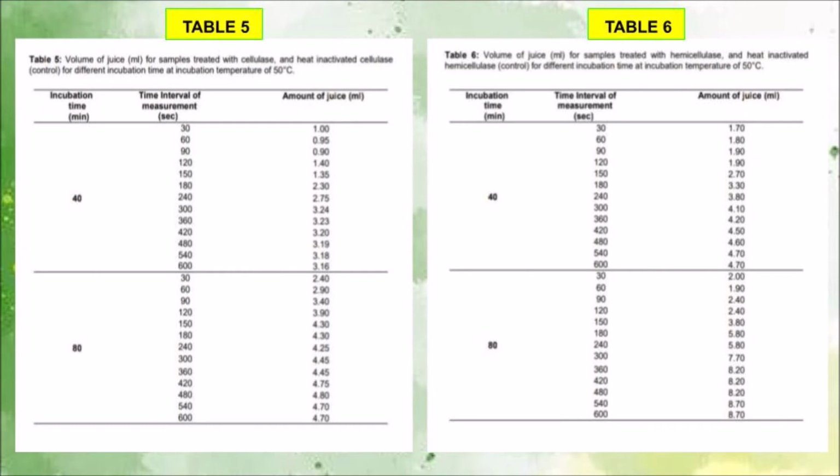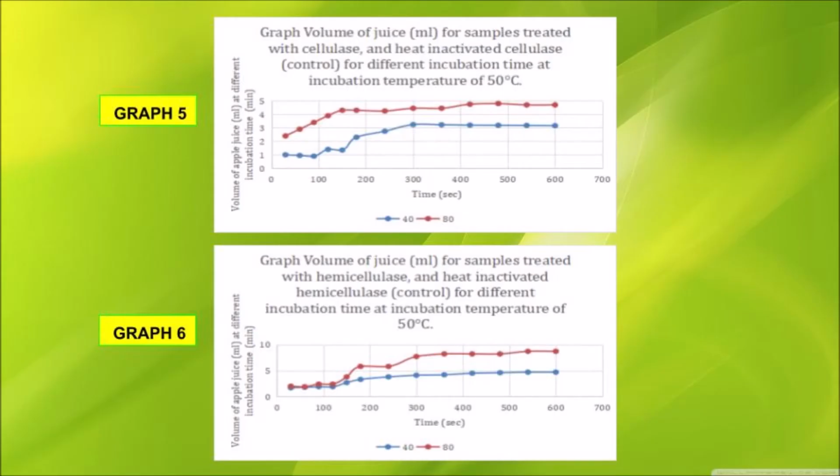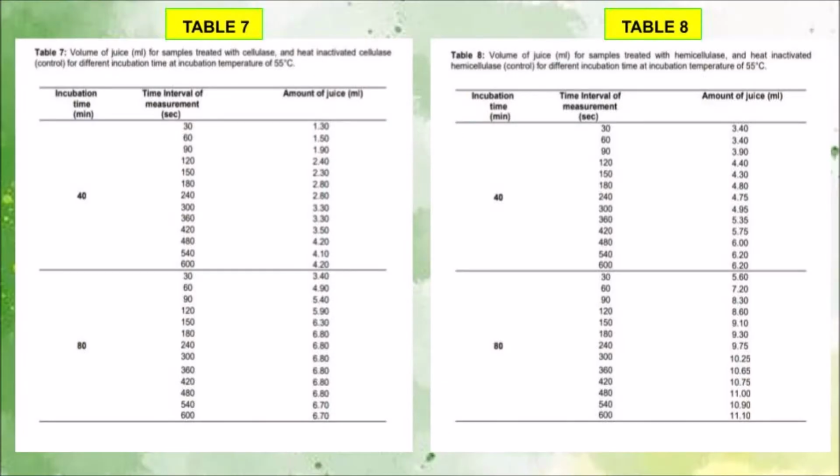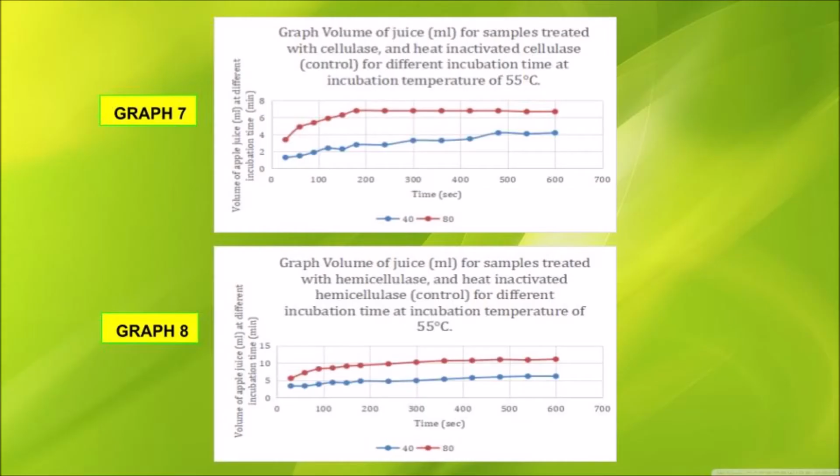Based on the tables that have been calculated, graphs 5 and 6, which are graphs of the volume of the juice for a sample treated with different enzymes for different incubation times at the incubation temperature of 50 degrees Celsius, are constructed. Then here are table 7 and table 8. The difference is that these enzymes are run at an incubation temperature of 55 degrees Celsius. This slide represents graphs 7 and 8, the volume of the juice for the sample treated with different enzymes, which are cellulase and hemicellulase, for different incubation times at an incubation temperature of 55 degrees Celsius.